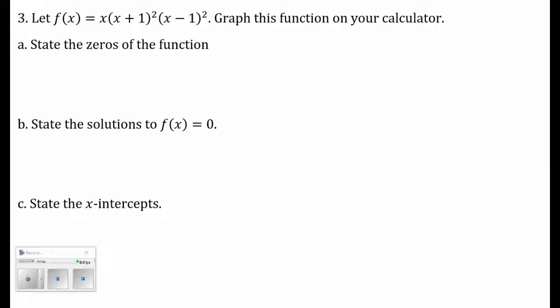So state the zeros of this function. Well, we could have determined this algebraically and said x equals 0, x equals negative 1. That has a 0 of multiplicity 2, because that's a repeated root.